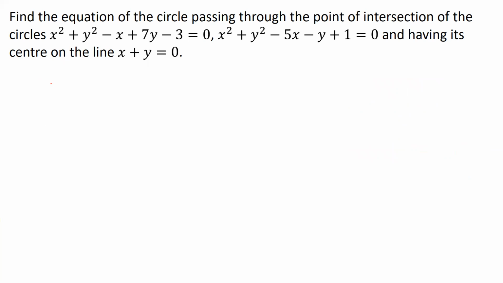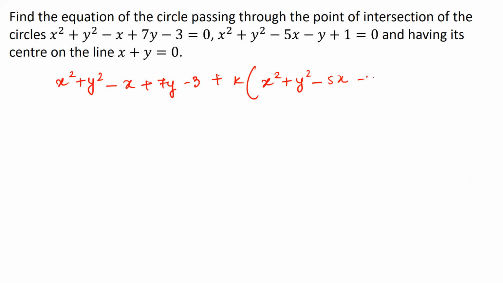So let's assume that the equation of a required circle is x squared plus y squared minus x plus 7y is equal to minus 3 plus k times x squared plus y squared minus 5x minus y plus 1 is equal to 0. So as I said, this is the general equation of all those circles which pass through the intersection of these two circles. You keep on changing the values of k, you will be getting different and different circles. But we need to figure out one particular circle given this condition that its center should lie on this line.